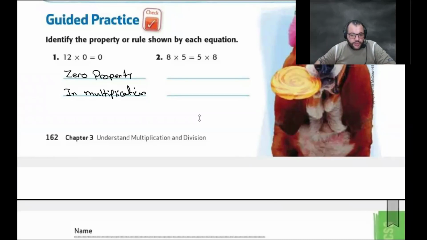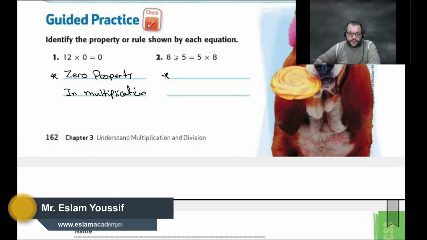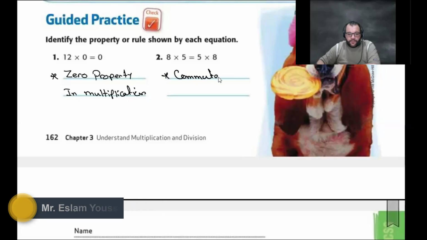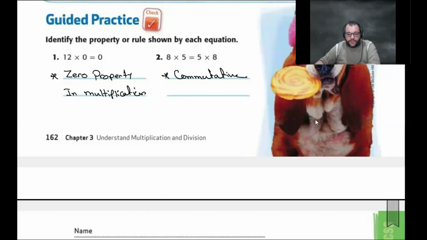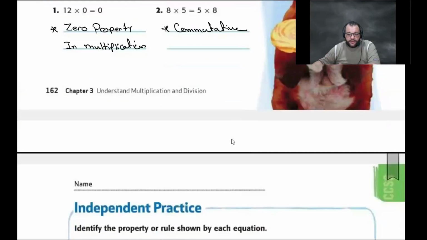Abdul Latif Zubair, can you solve the second one? What is the name of this property? Commutative property. How do we know that? Because we have the same numbers but in a different order. Commutative property in multiplication. Okay, thanks. So, have you finished? That's page 162. Have you finished? Okay.